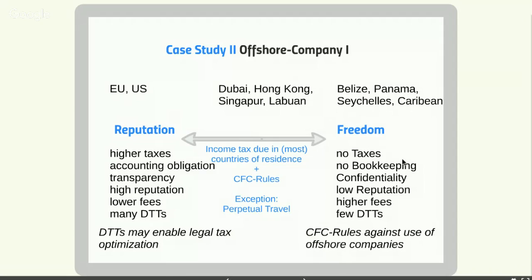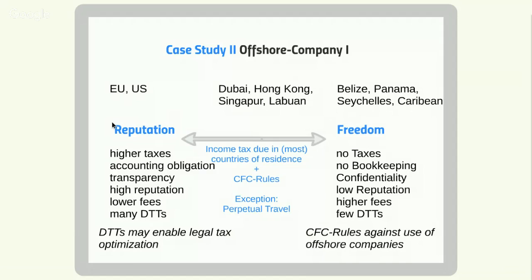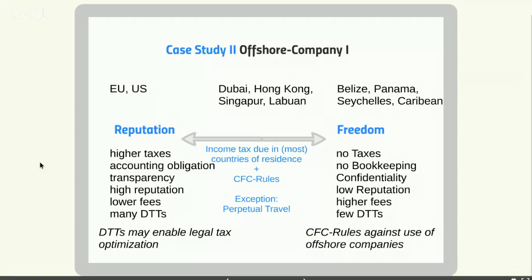So if you look at that in detail, highly reputable countries have higher taxes. Sometimes you might have an opportunity not to pay them. That really depends on the structure. You have an accounting obligation. You have to keep books. These companies are often very transparent. Everyone knows who is what in this company, who's the director, who's the shareholder, and so on. But on the other hand, they have a high reputation.